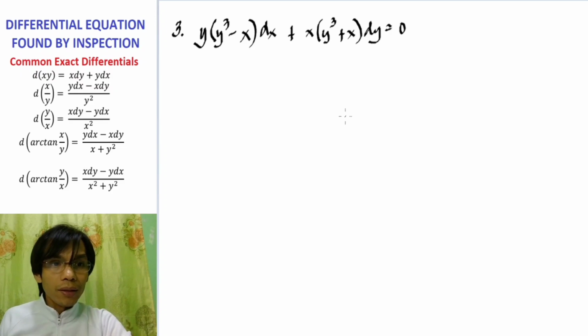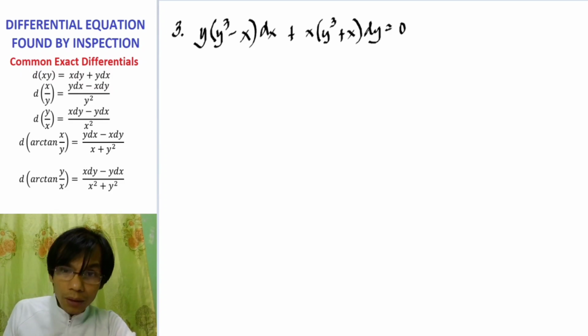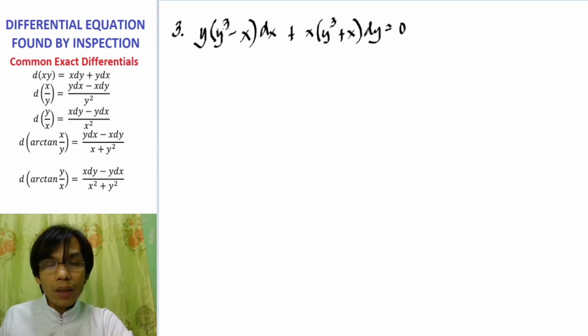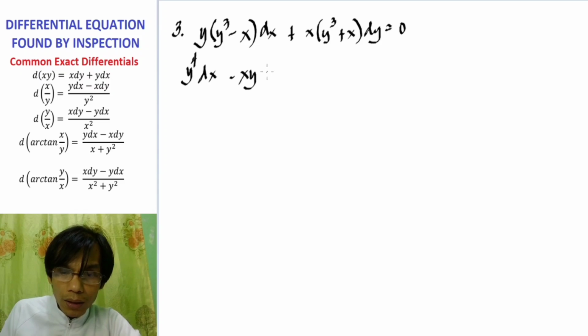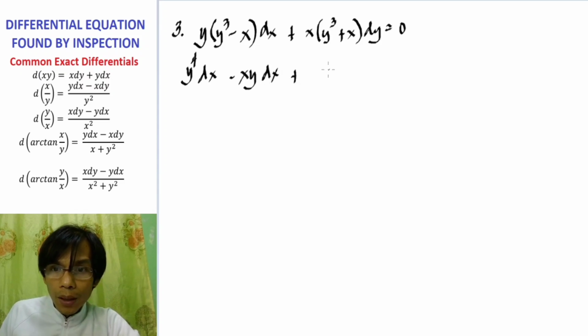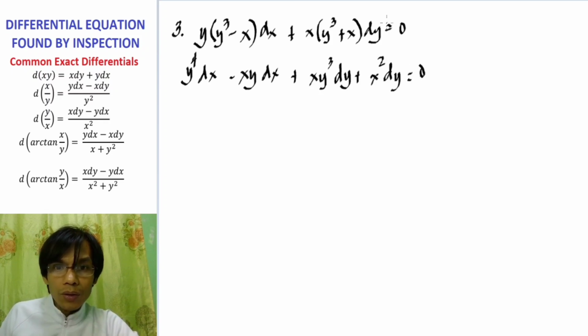Okay, so let's have another example. For example number 3, we have y times the quantity x cubed minus x dx plus x times the quantity y cubed plus x dy is equal to 0. So the first thing we have to do is, of course, to distribute. If we distribute this one, we have y to the fourth dx minus xy dx plus xy cubed dy plus x squared dy, and that is equal to 0.